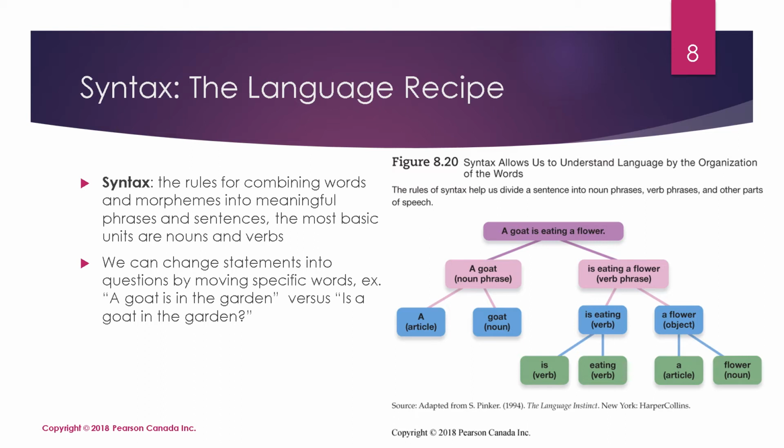So we're able to change statements into questions by moving specific words. So for example, a goat is in the garden is one sentence, but if we take the is and move it to the beginning, we can change it from a statement to a question. So now it's, is a goat in the garden. So we can change the words around, change the syntax of a sentence, and the sentence may convey an entirely different meaning. And so syntax basically, as you see in this diagram, allows us to understand language by how the words are organized within the sentence.